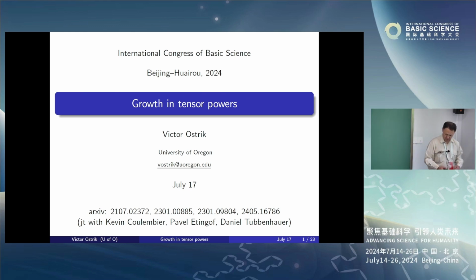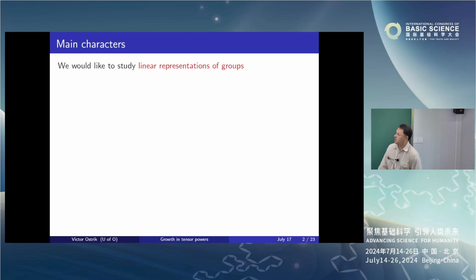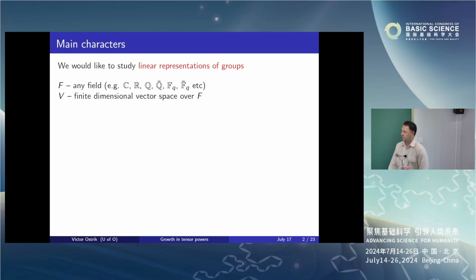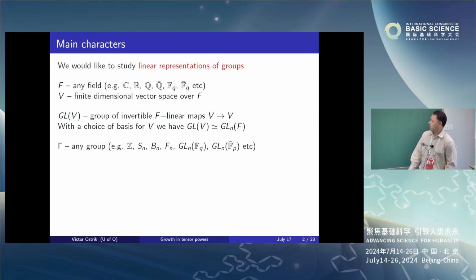So let me start. This talk is about linear representations of groups. Let me start from the very beginning. You start with some field and take some finite dimensional vector space over this field. Then you can consider the group of invertible linear operators from this vector space to itself. Of course, if you choose a basis of the vector space, this group identifies with the group of invertible matrices.